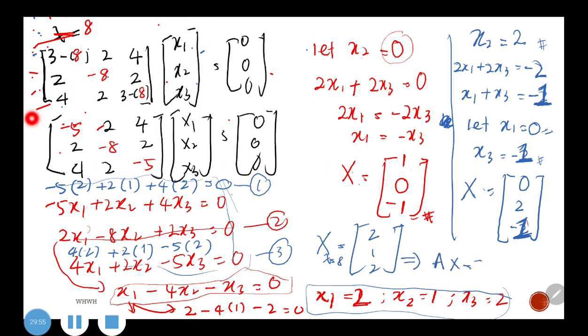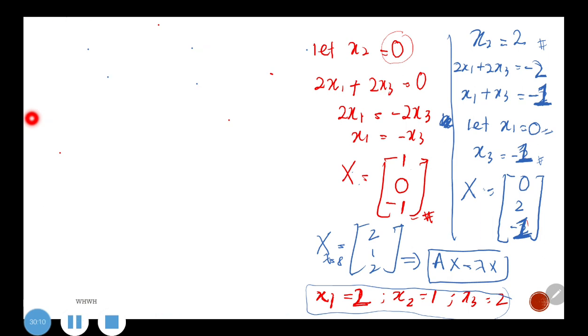To be safe, I'm not showing it because I don't have enough time: AX equals lambda IX proof. If you get the same answer, and you are able to prove that the left-hand side equals the right-hand side like what we did before, then your answer is correct. So now we have all 3 eigenvectors. The 2 eigenvectors belong to lambda equals -1, and the last eigenvector that we found just now is for lambda equals 8.